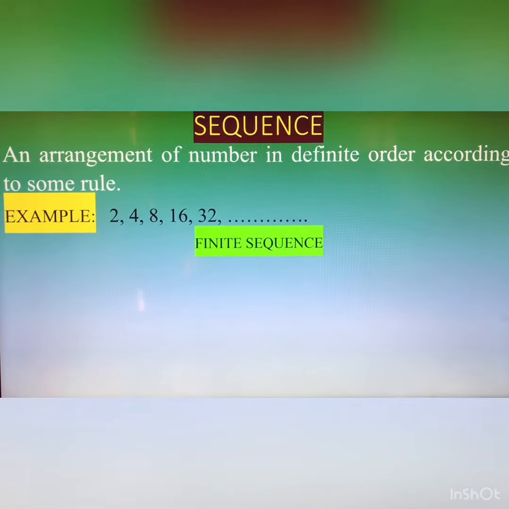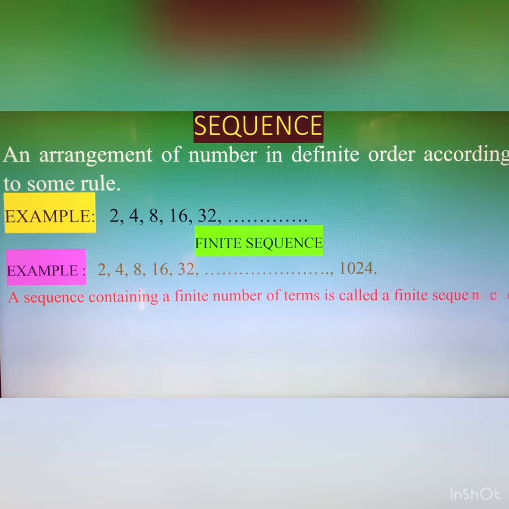After that, finite sequence. What do you mean by a finite sequence? For example, in this sequence, some numbers are fixed. If the numbers are fixed, then that type of sequence is called a finite sequence. A sequence containing a finite number of terms is called a finite sequence.